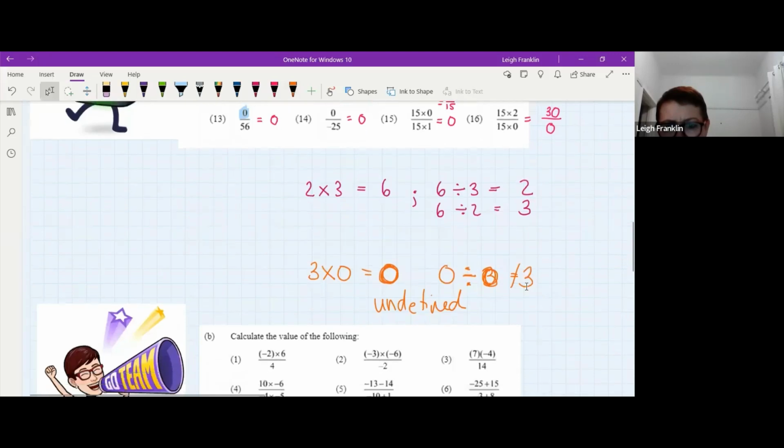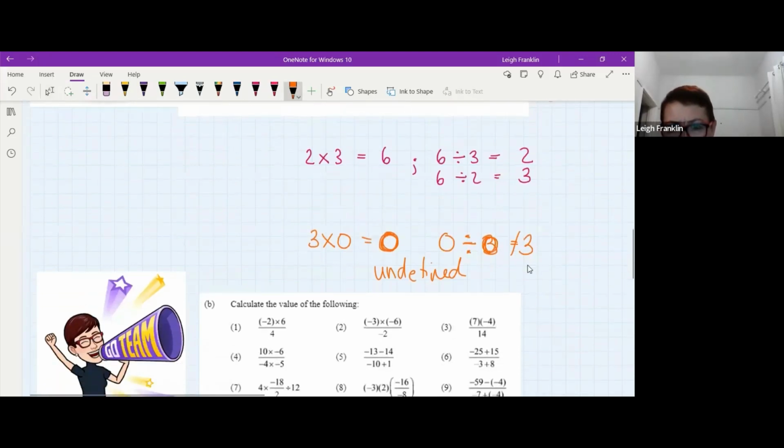All right. And if I have 0 and I divide that by 3, which is the other factor, I'm going to end up with 0 as my answer. But 0 divided by 0 is not 3. No, I'm not explaining what it is that I wanted to say here.